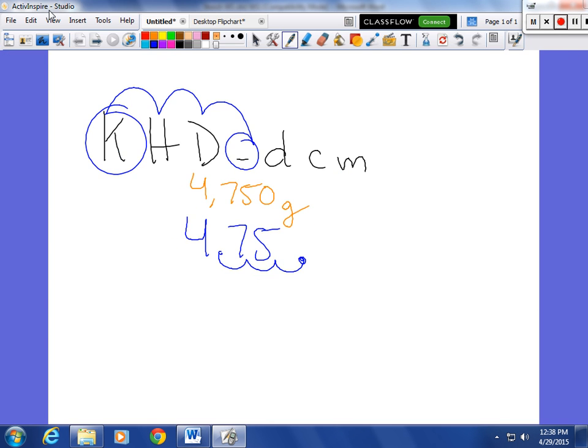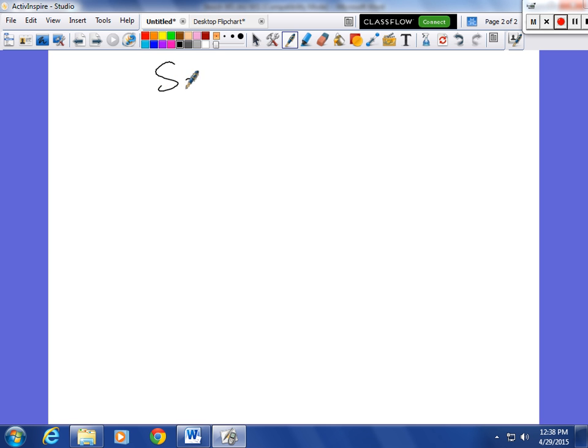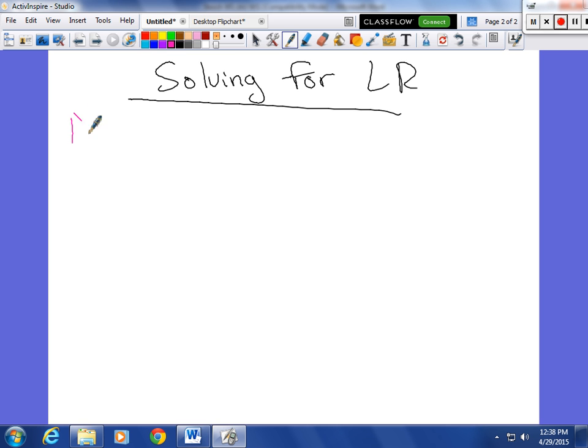There are 3 steps to solving for the LR. All right, so step number 1. And this isn't a step you always have to do. It depends on what units they give you. So convert grams to moles. Haven't we always done that? Okay, that's an easy one. And you may not have to do that. If they give it to you in moles, you can skip right to step 2.